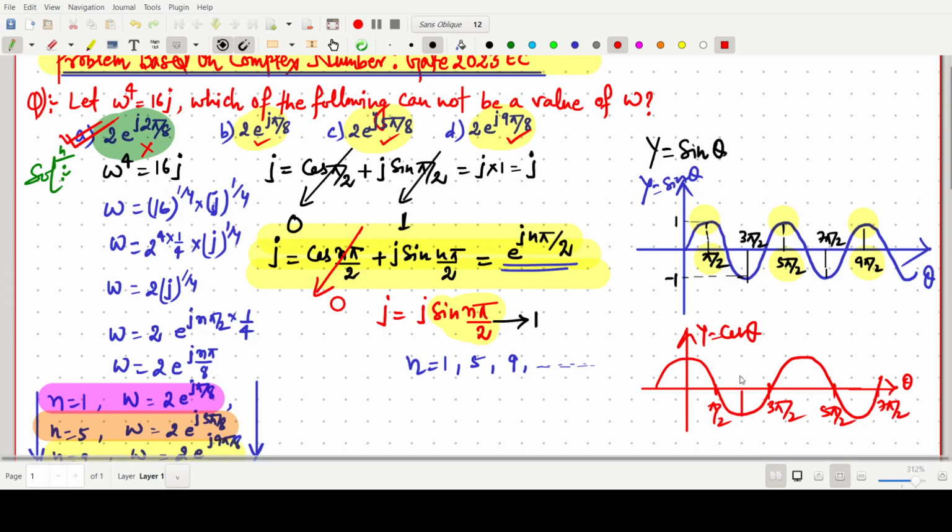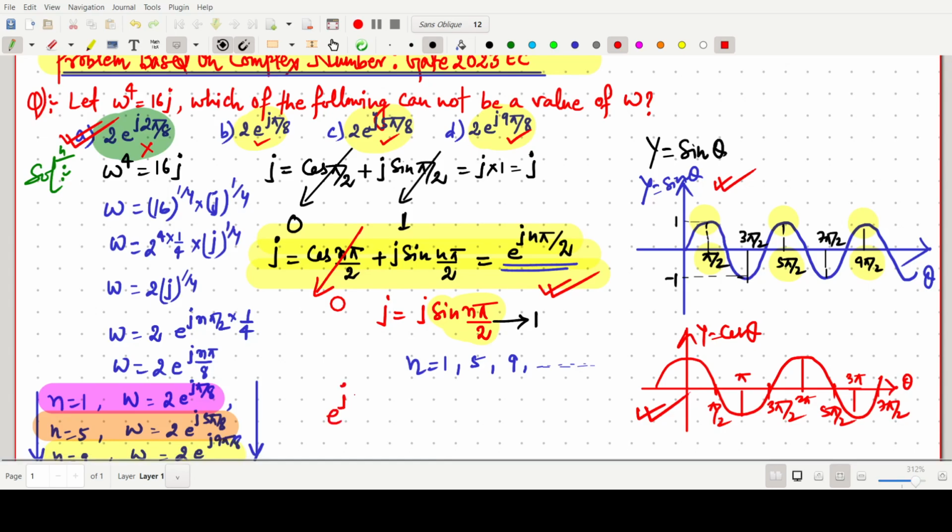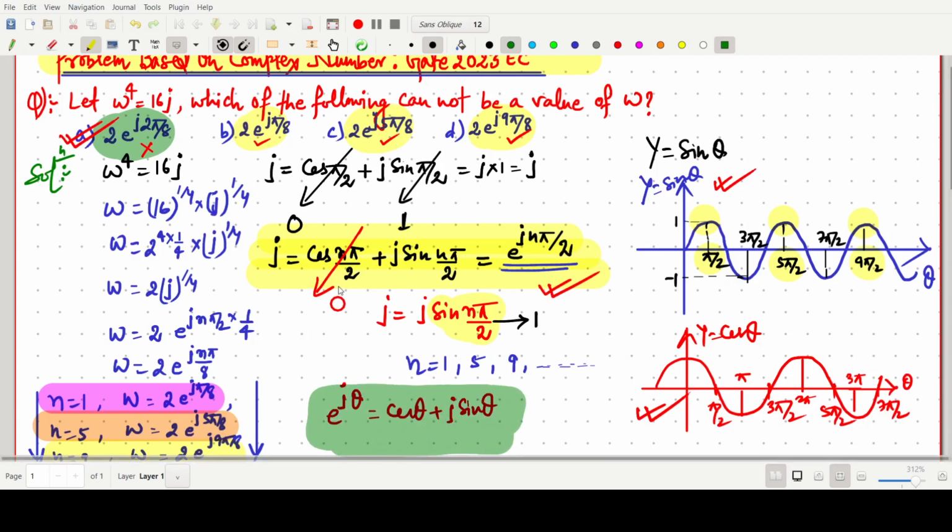And these points will be, as we know, pi, 2 pi, 3 pi. So this one is also very important. So we have to know these two curves and this Euler formula. Okay, j sin pi by 2. This formula also I am writing: e to the power j theta equals cos theta plus j sin theta. This one is also an important formula. So if you know this one, we can easily solve this question.